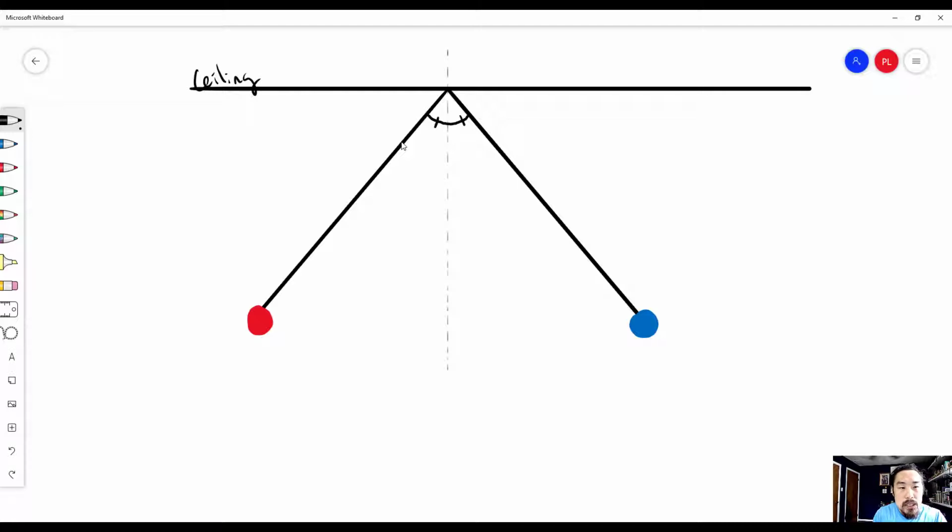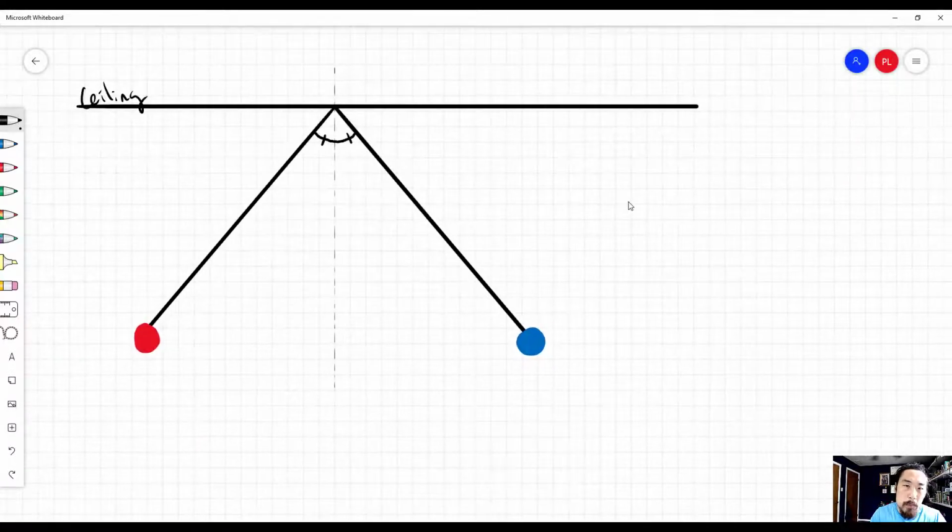Up here, you can see that there is an angle symbol. The strings are separated by an angle, and I just drew a dotted line straight down the middle to show you that if I were to bisect that angle, we will get two angles of the same magnitude. All right, so we have two of the same angles right there. Okay, so when we start this, there's a couple of things that we should keep in mind.